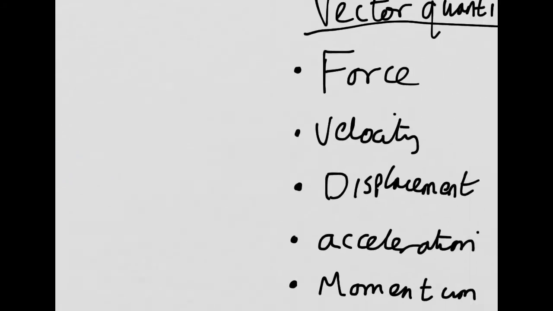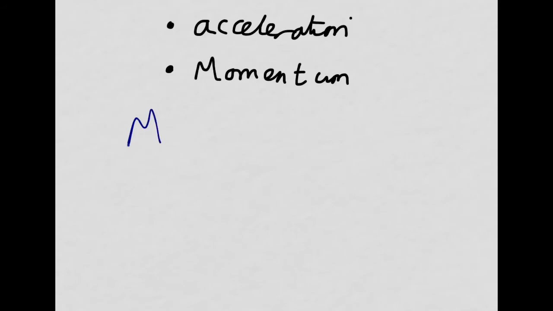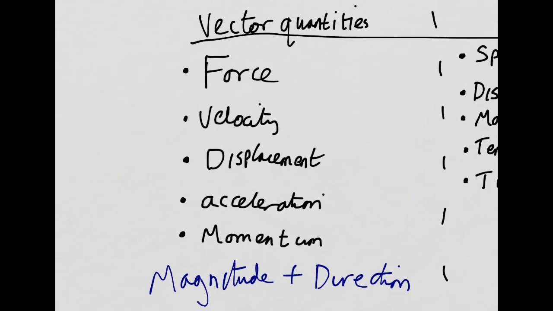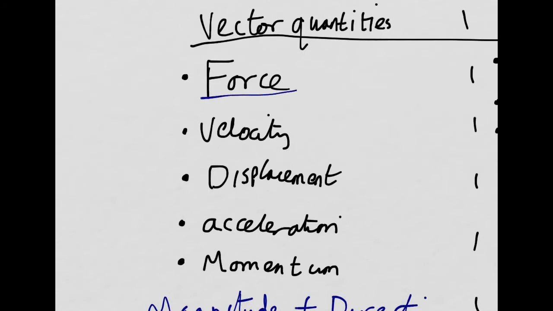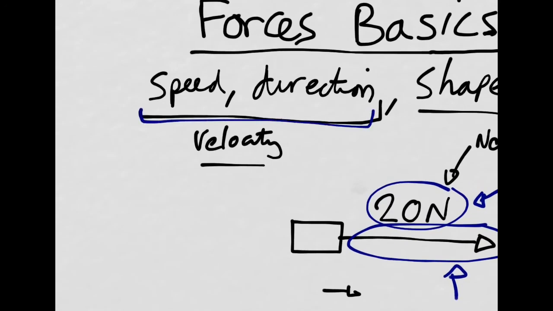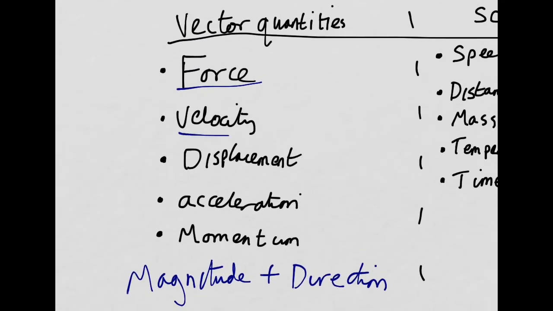So then let's summarize. Vectors are things that have a magnitude and a direction. Okay, so what other things are vector quantities? Well, we know force is a vector quantity. We've also seen, in the forces basics bit, that we can combine speed and direction to form velocity. Therefore, velocity is also a vector quantity. It's the speed of an object in a particular direction.